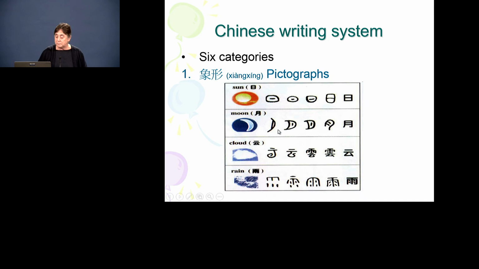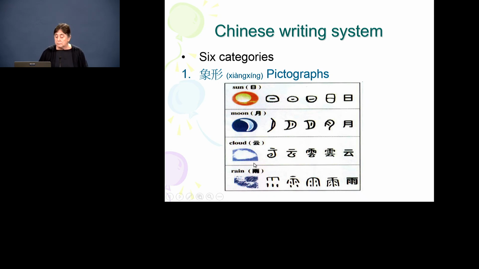Similarly, moon, you can see how it developed from a crescent moon to a moon, still a crescent moon, but with a little line in it. This eventually looked like this and ended up like this. This is the modern character for moon. It also means month. It's pronounced yue.